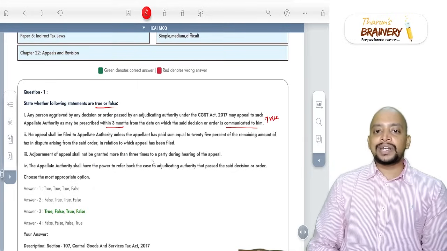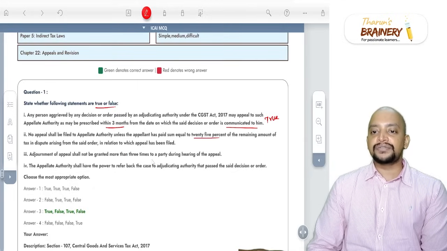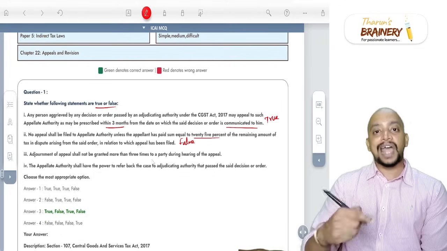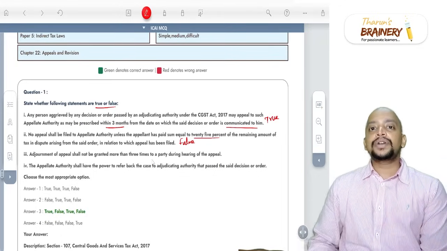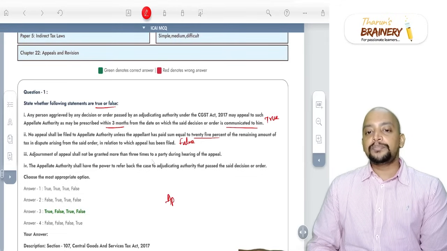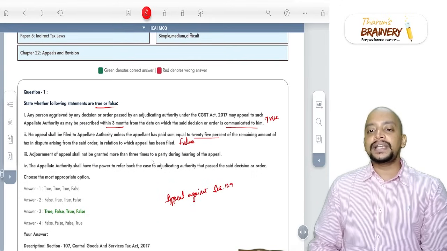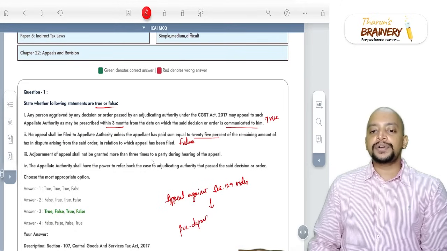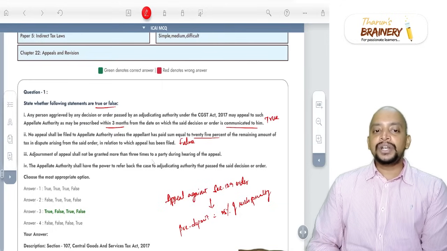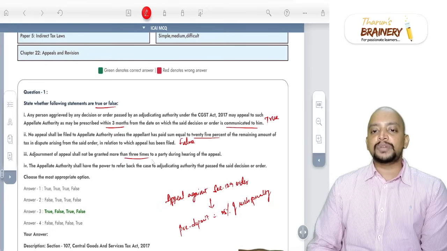No appeal shall be filed to appellate authority unless the appellant has paid sum equal to 25% of the remaining amount of tax in dispute. False. It's not 25% of tax. It is 10% of tax. If it is penalty under 129, then only 25% of penalty. Okay. So appeal against section 129 order, then pre-deposit is 25% of such penalty. But in this case, it is not. So false.